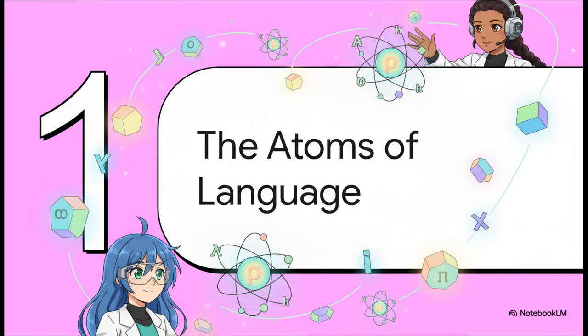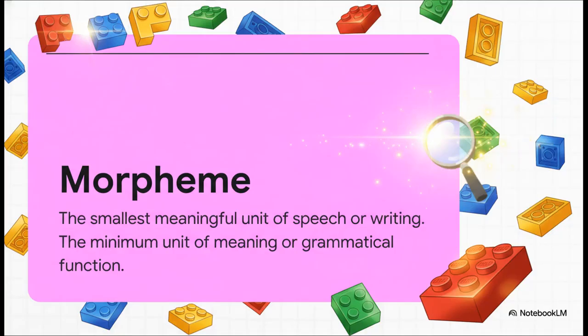All right, so to really get how words are put together, we have to start with the absolute smallest pieces. You got to think of them like, well, like the atoms of our language. And that tiny fundamental building block, it has a name. It's called a morpheme. It's the smallest possible unit of language that still has meaning. And I love this Lego brick analogy because it's spot on. You can't break a Lego down any further and still have it be a Lego, right? It's the absolute core piece.